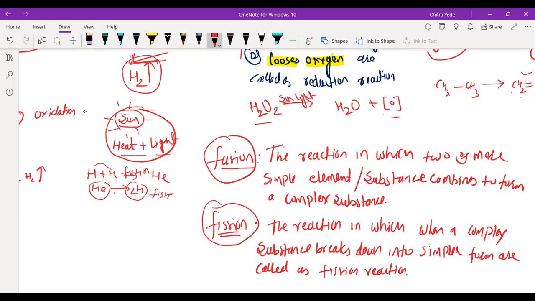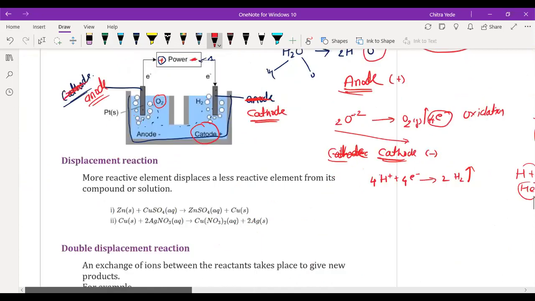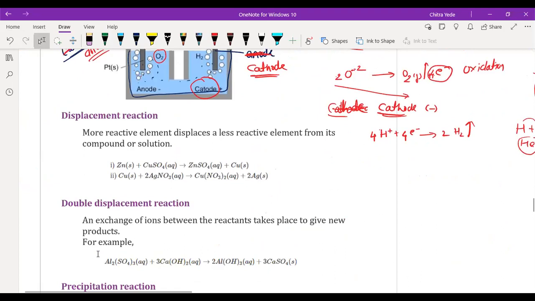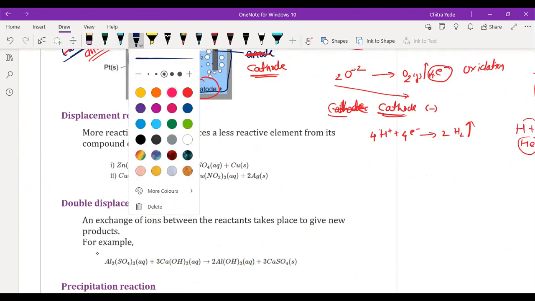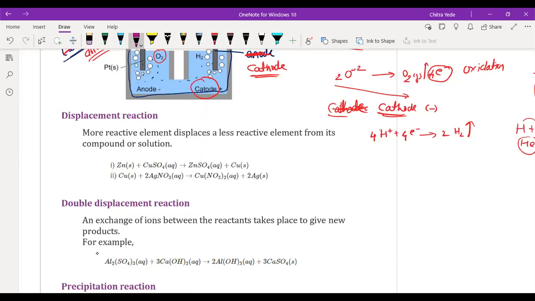Understood? Yes. Okay, so we'll move further to the next type of reaction. Now we will discuss the displacement reaction.